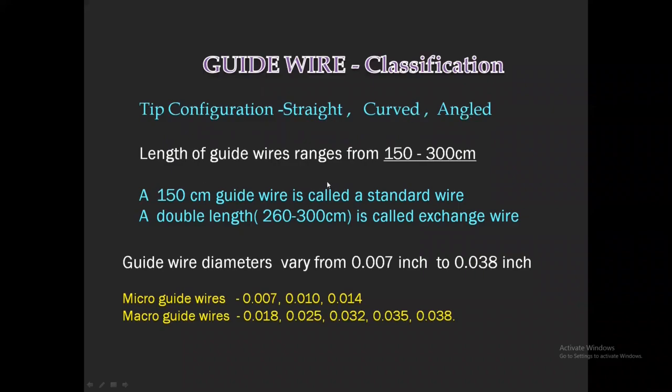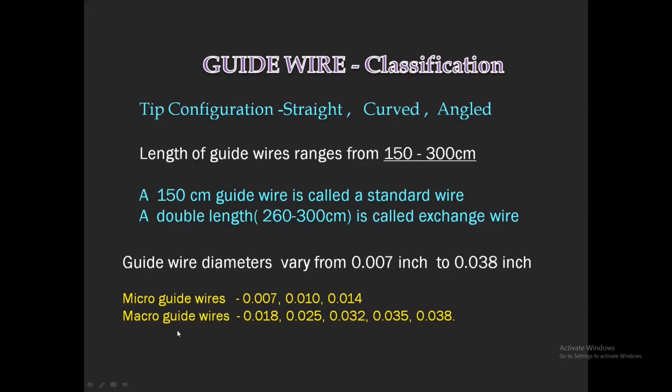Then the length of the guide wire varies, usually from 150 to 300 centimeters. A 150 centimeter guide wire is usually used in diagnostic angiogram, which is called a standard guide wire. And if it is a double length wire like 260 to 300 centimeters, we call it an exchange guide wire, which is used to exchange a catheter inside the blood vessel. The guide wire's diameter also varies from 0.007 inch to 0.038 inch.